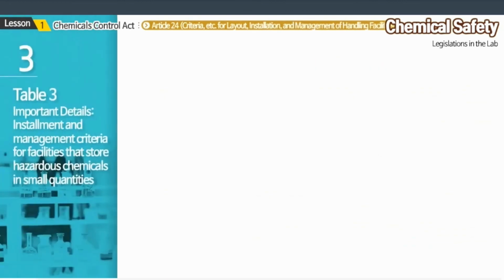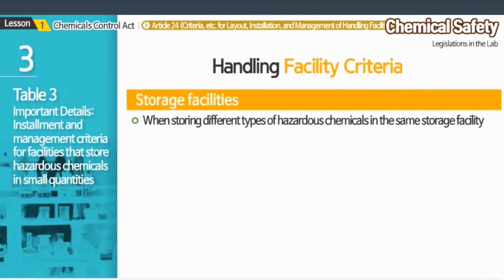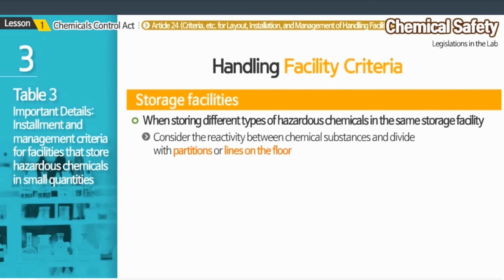Now, let's find out more about the important details of the installment and management criteria for facilities that store hazardous chemicals in small quantities. First, take a look at the criteria for handling facilities. When storing different types of hazardous chemicals in the same storage facility, consider the reactivity between chemical substances and divide them up with partitions or lines on the floor.